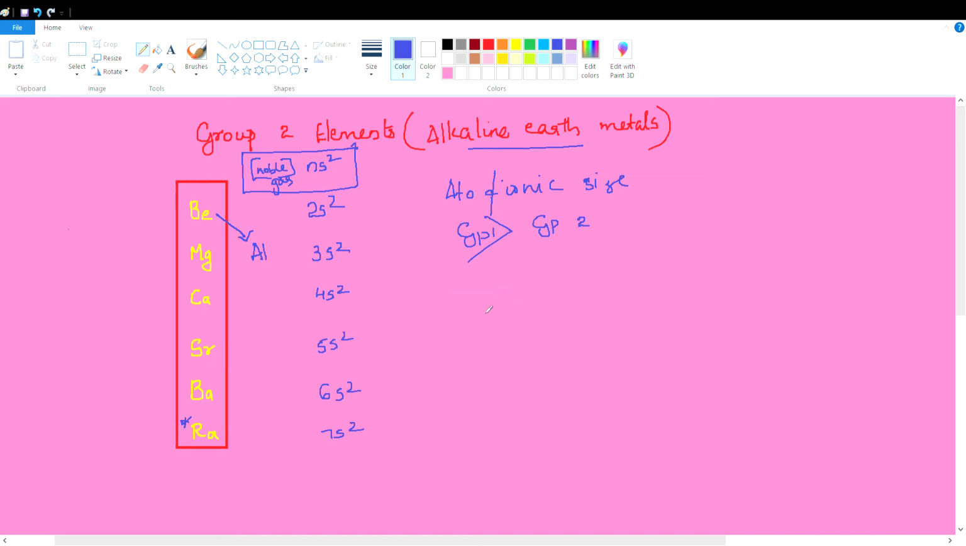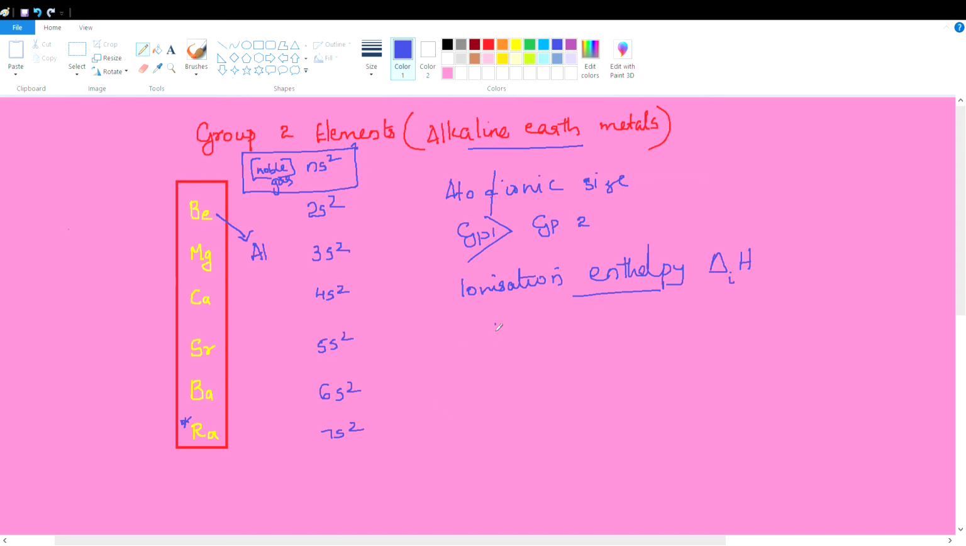Now, ionization enthalpy. The variation of ionization enthalpy. Ionization enthalpy is denoted as delta Hi. It is the energy needed to remove the most loosely bound electron, that is the valence electron, from an isolated gaseous atom.